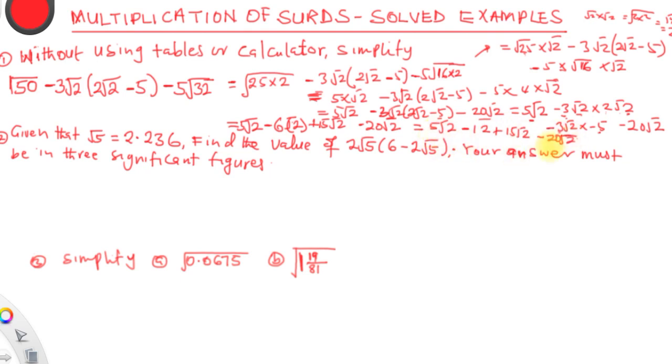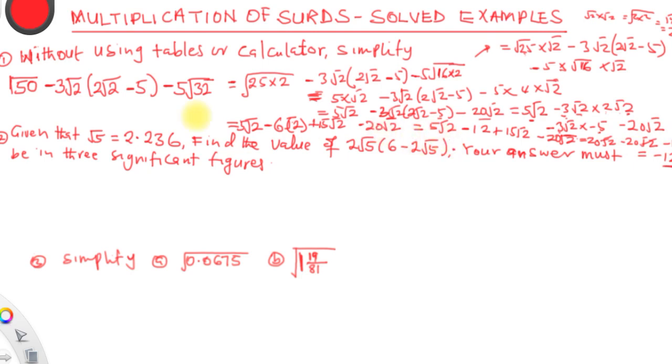5 root 2. Let me come here and rearrange for you to see. So this is 5 root 2, and we have 15 root 2. So 5 plus 15, this is just like 5s plus 15s. We get 20s. So at the end of the day, we get 20 root 2. So this is equal to 20 root 2. And then don't forget we have minus 20 root 2. And then we have negative 12 here, minus 12. Okay? So this and this, they will go to 0. Then we have negative 12 as the answer. Have you seen?